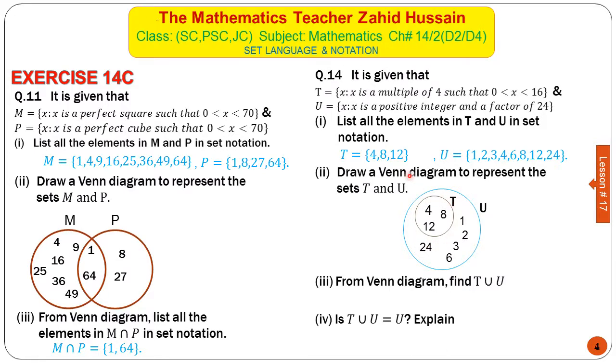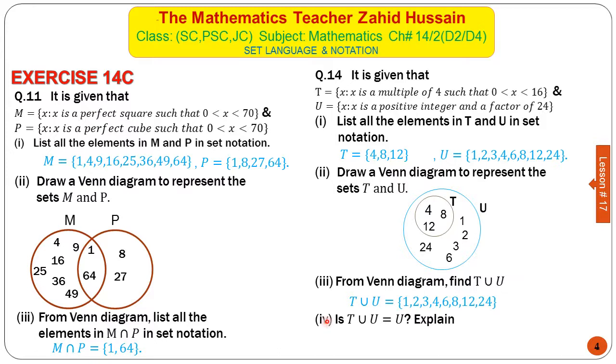We will write all the elements of T within the smaller circle and all the elements of U which are not in T will be written outside T. So U is this whole big circle. These elements are also included in set U. From the Venn diagram find T union U. तो यूनियन का मतलब है ये वाले एलिमेंट्स भी होंगे और ये वाले एलिमेंट्स भी होंगे. तो T union U is 1, 2, 3, 4, 6, 8, 12 and 24.